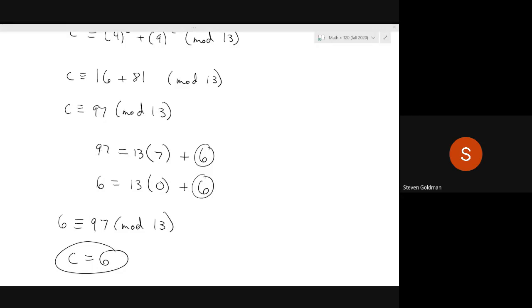It was given to you in the problem. How do you know A is congruent to 4 and B is congruent to 9? You were told that at the beginning. A is an integer congruent to 4, B is congruent to 9. Find C. So that was given to you.